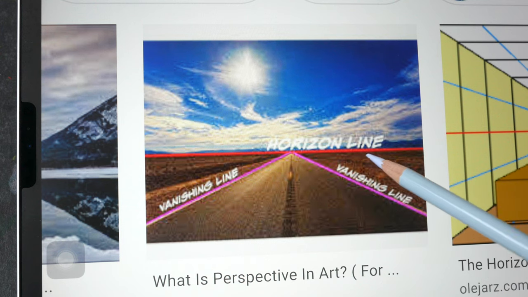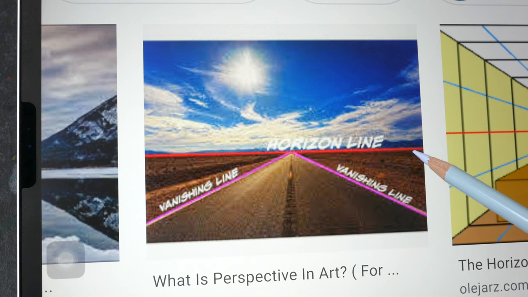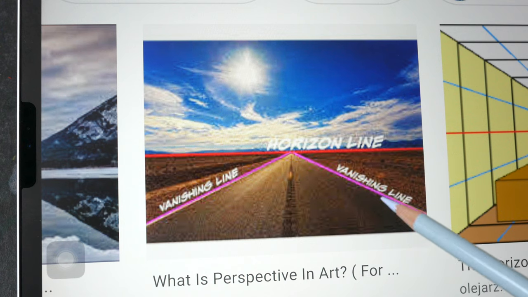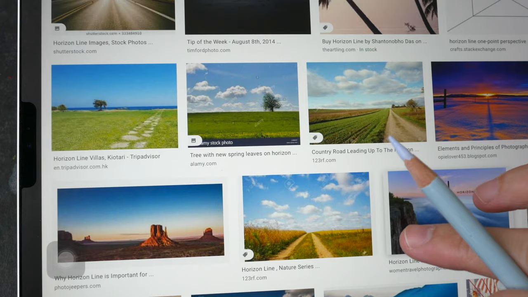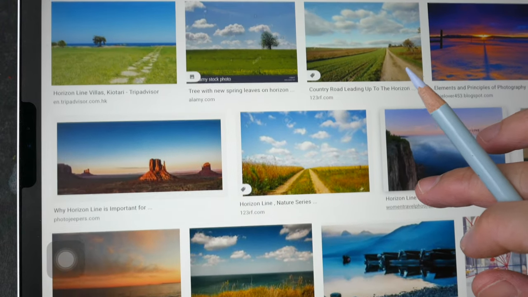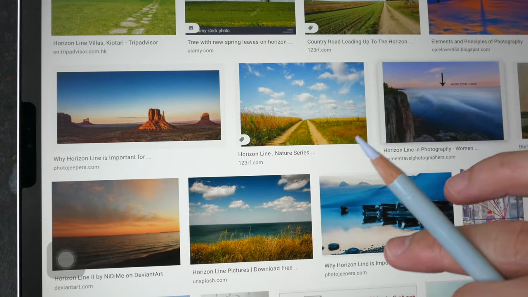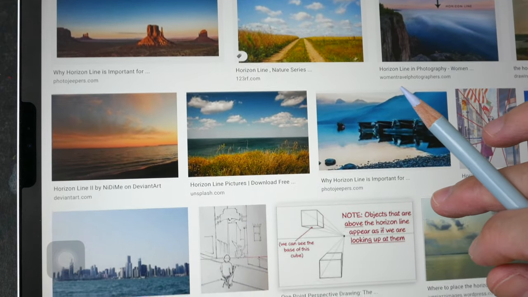And the horizon is where all the vanishing points are. In this case, the vanishing point for this road, it's right here. The horizon can only be seen when there is nothing in front of you that's blocking your view.